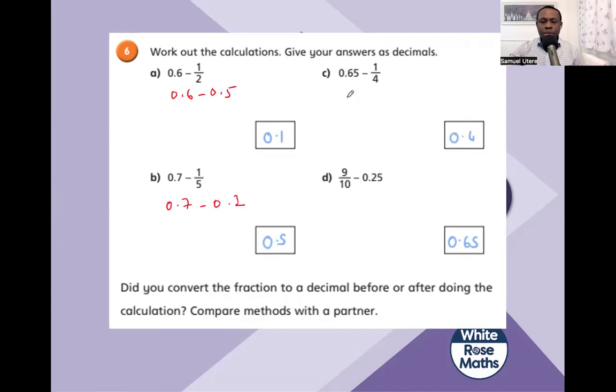Here, this will be 0.65 minus 0.25. We know that a quarter is 0.25. And of course, you can see why 0.6. This will be 0.9 because 9/10 is 0.9. 0.9 minus 0.25. And of course, you see why it should be 0.65. And of course, we did it by converting the fractions to decimals before we did our calculations because we understand the equivalence of those fractions.